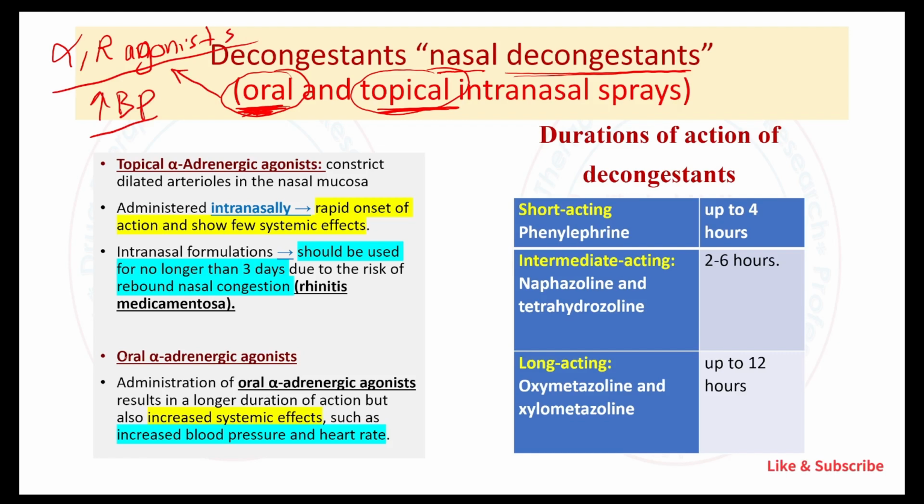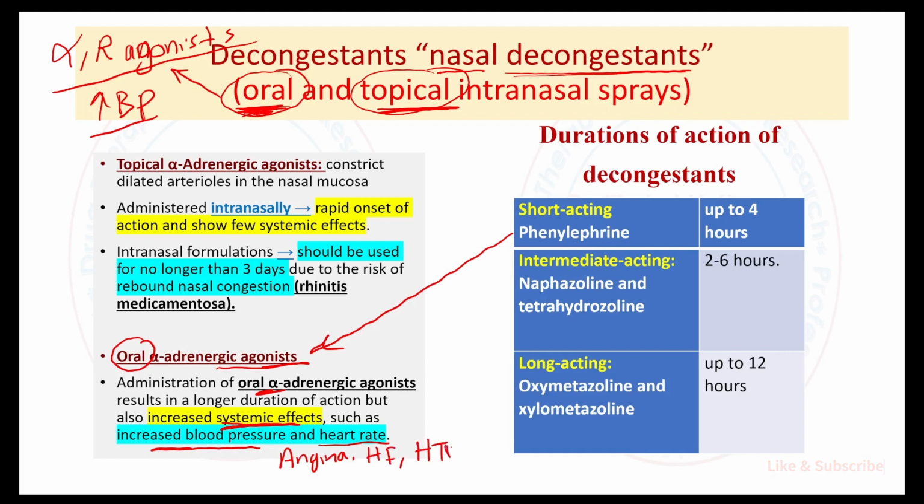So as you can see here, oral alpha agonists, such as phenylephrine, for example, here, okay, activate alpha receptor, and this will lead to the increased peripheral resistance, increased blood pressure, and increased heart rate. We don't recommend to use it in patients with angina, for example, in patients with heart failure, in patients with hypertension. So oral, we don't recommend to use it. That's important issue here, but we take this in consideration if the patient is totally healthy but suffers from common cold, for example.